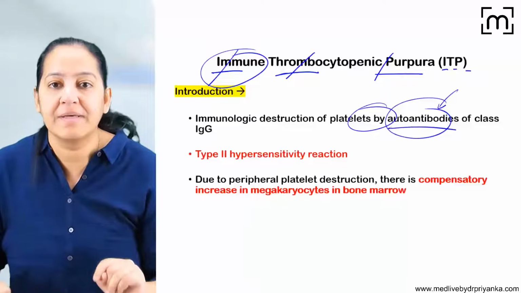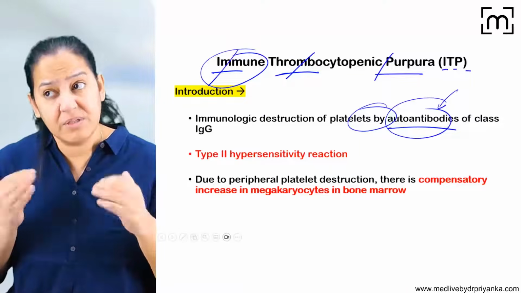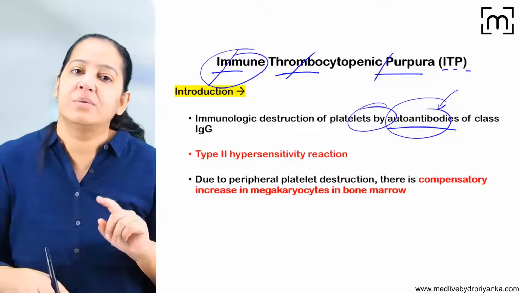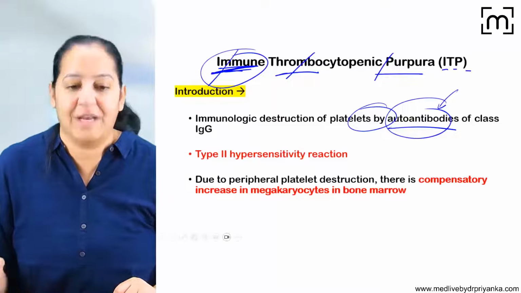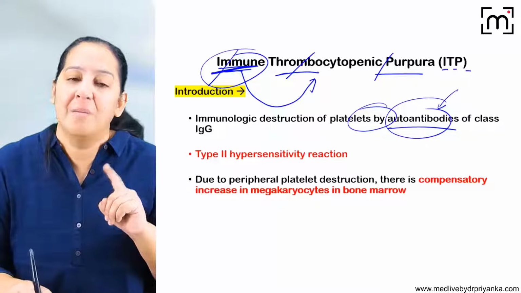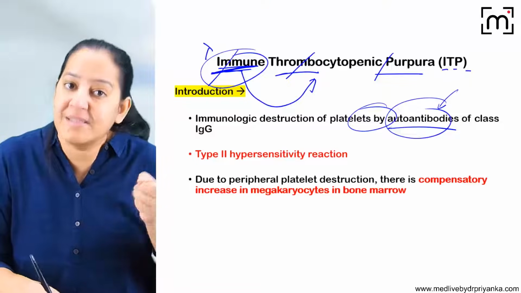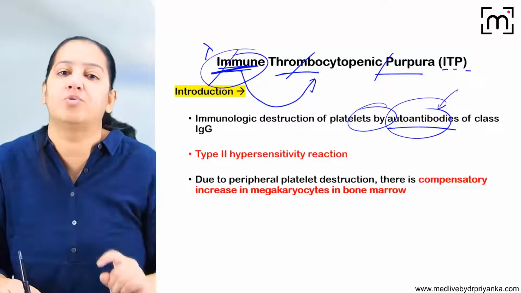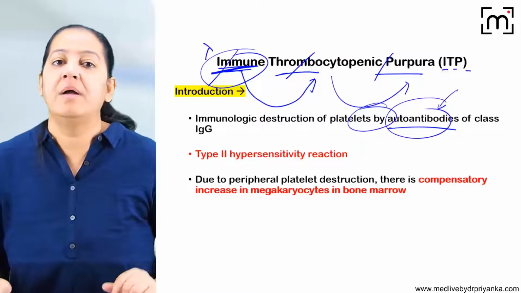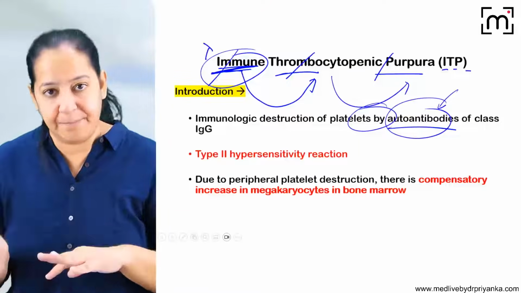But here the auto-antibodies are formed. So these are the antibodies which are destroying the human's own cell. Which cell? Platelet. So that is why it is known as immune thrombocytopenic purpura. So the body's own immunity is leading to thrombocytopenia. Body's own immunity means auto-antibodies are causing destruction of platelet and leading to thrombocytopenia. And because of thrombocytopenia, the patient is bleeding and leading to purpura. And that is the meaning of ITP.